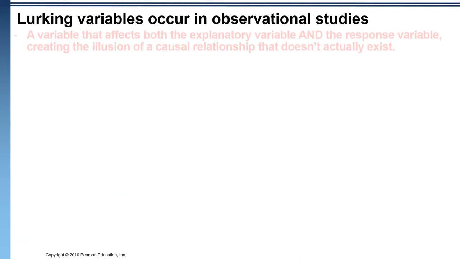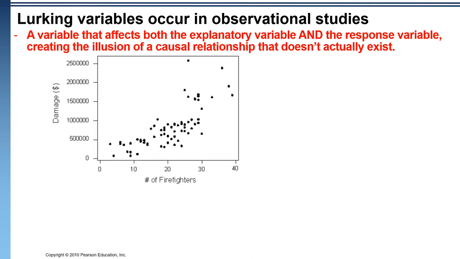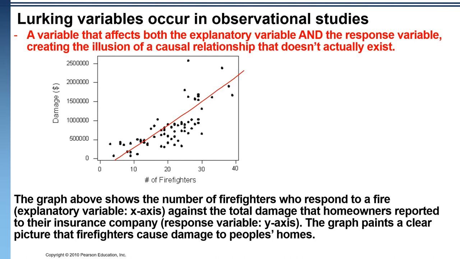These occur in observational studies. And a lurking variable is a variable that affects both the explanatory and response variable, and it creates the illusion of a causal relationship that doesn't actually exist. Let's take a look at this graph here. We have number of firefighters along the x-axis, amount of damage along the y-axis, and we can see that there's a very distinct positive relationship here. As the number of firefighters increases, the amount of damage increases with it, so it's clear that firefighters cause damage to people's homes. Obviously, that's not the case.